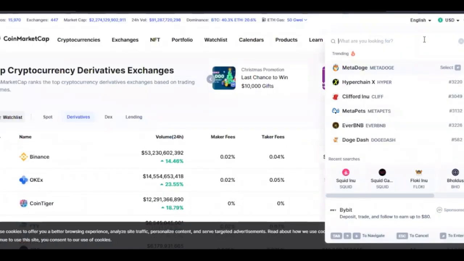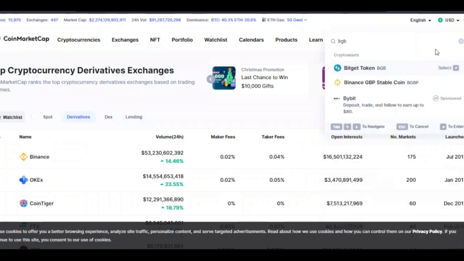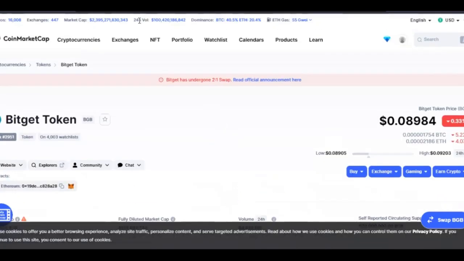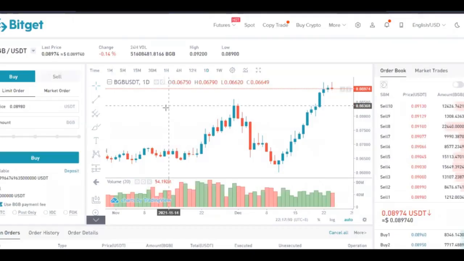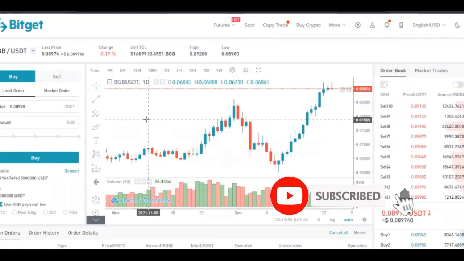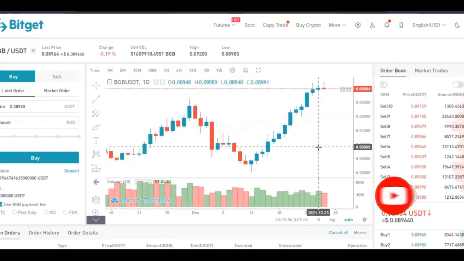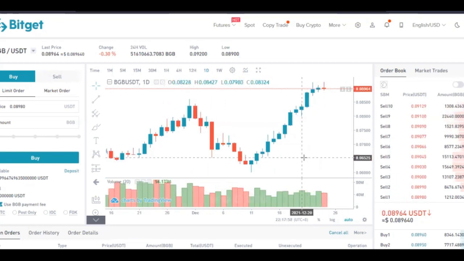When I come in here, type BGB, which is the native token. This is the Bitget token. So you can find more details about this token on CoinMarketCap. This is a bonus. You can go ahead and get these tokens now or wait for it to drop a bit. It's going to drop actually to more than what it is right now. You can still get them when it is less than a dollar.